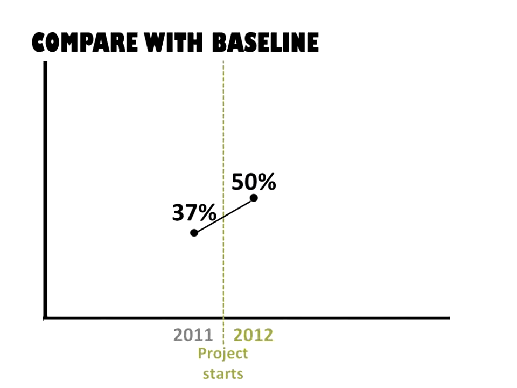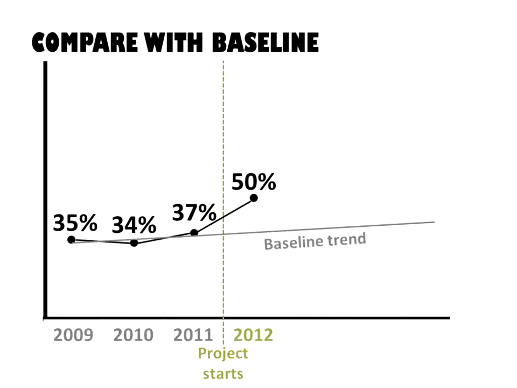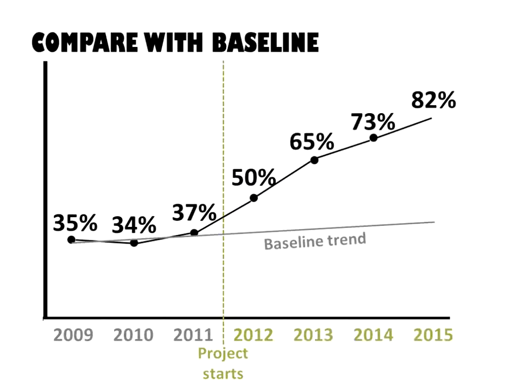So it's hard to tell if the increase is just part of a natural trend or if it's due to the project. So it would be great if we could add additional years to our baseline like this. And then we can actually plot a trend line as one way of determining what might have happened in the absence of the project. Now that's looking pretty good, isn't it? And we can add our subsequent data in as we get it for later years. So that is much more interpretable.